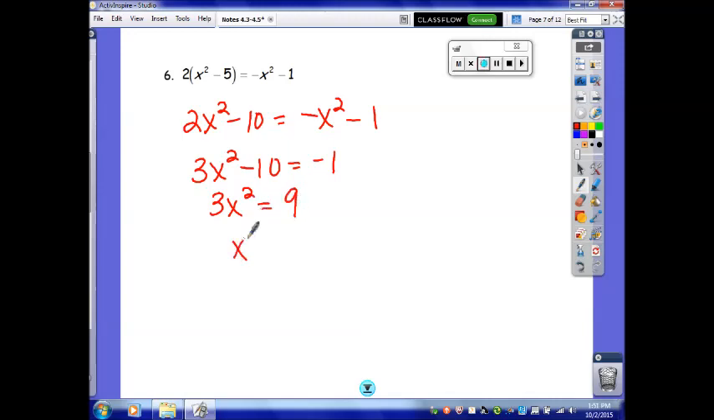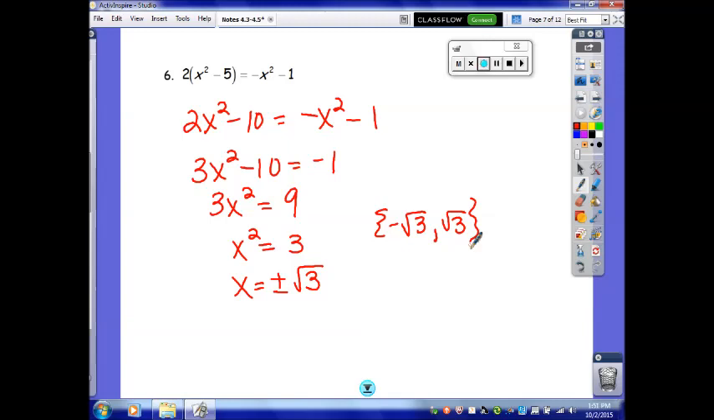Divide by 3. So I get 3. So now I'm going to square root both sides. So x is equal to plus or minus the square root of 3. And that's as simple as I can get it. So my two answers are negative square root of 3, positive square root of 3.